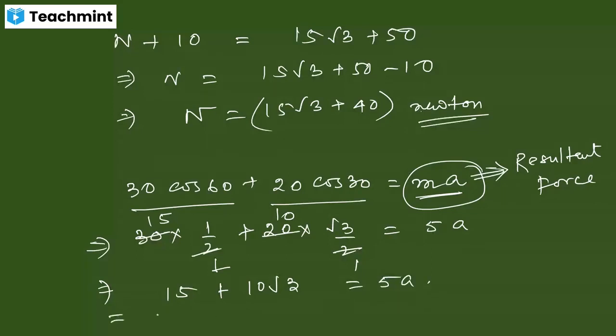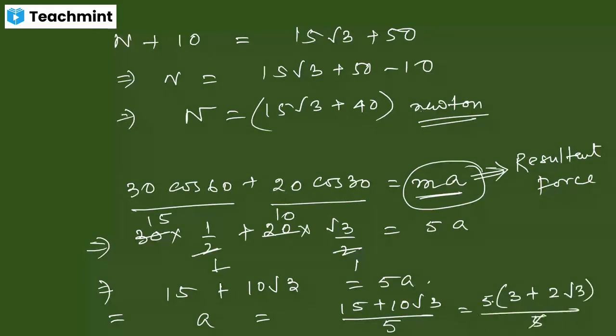So what we can do? Acceleration is equal to 15 plus 10 root 3 divided by 5. From the numerator you can take 5 as common. 5 3s are 15, 5 2s are 10, divided by 5. So 5 gets cancelled out and the final answer is 3 plus 2 root 3 meter per second square.